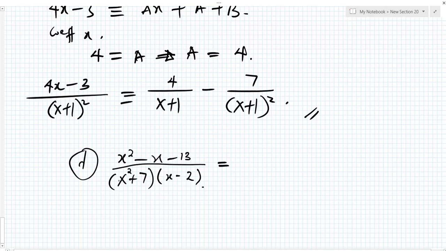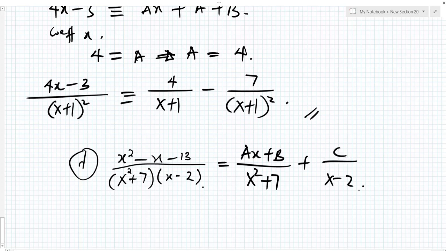The power of the variable, the power of x in the denominator is more than that in the numerator, so I don't need to divide. So what I'll do next is, now I have a quadratic factor. So for a quadratic factor, we need to also express it like this. So say ax plus b divided by x squared plus 7, plus c all over x minus 2. So that is the way to do this kind of question.